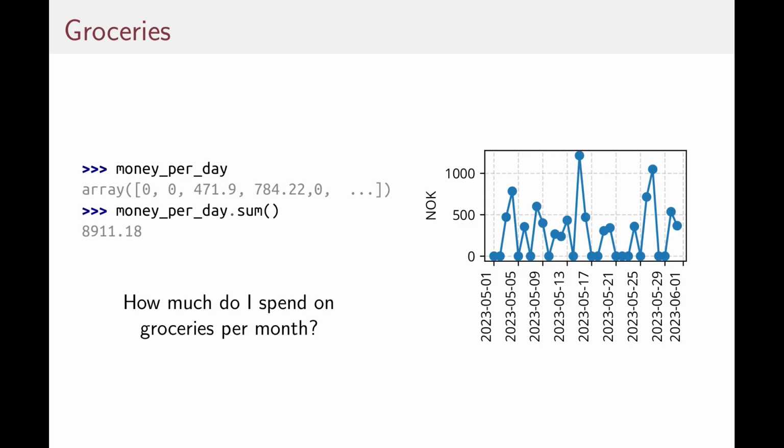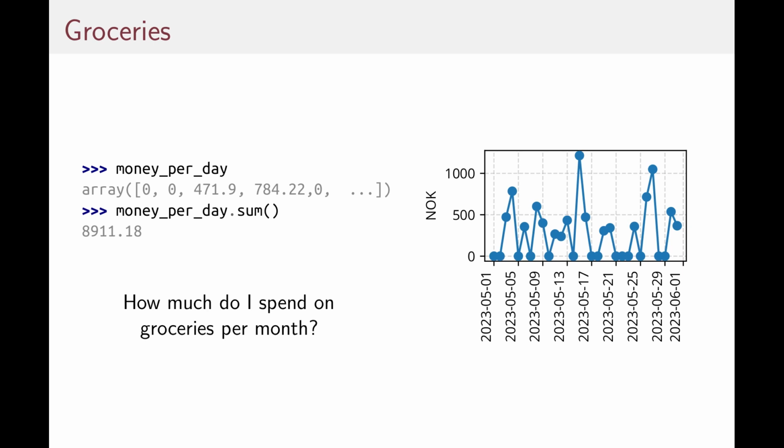Here's a fun one. This is some data from the joint bank account that me and my girlfriend have. And I was wondering, how much money do I spend in a month on groceries along with my girlfriend? And you could say, well, you have the time series here. This is from May this year, and we could just sum it and say the answer is 8,900 Norwegian crowns. That's how much money you spend per month.